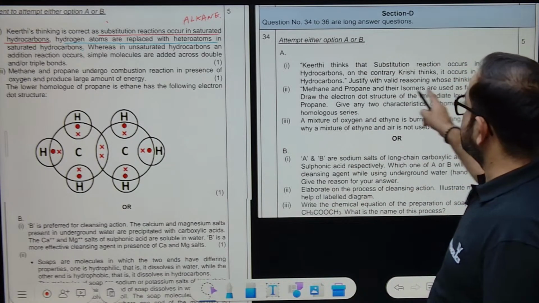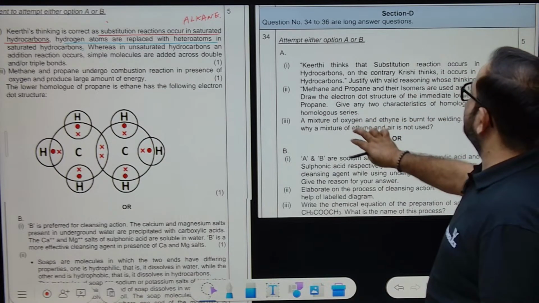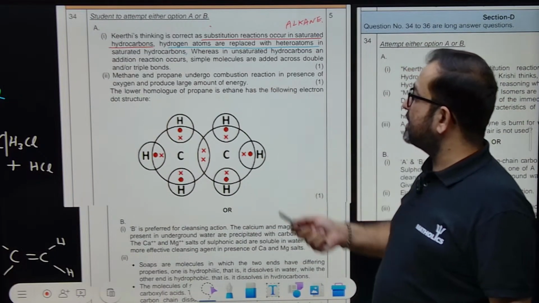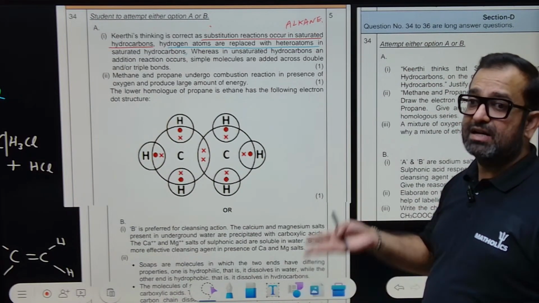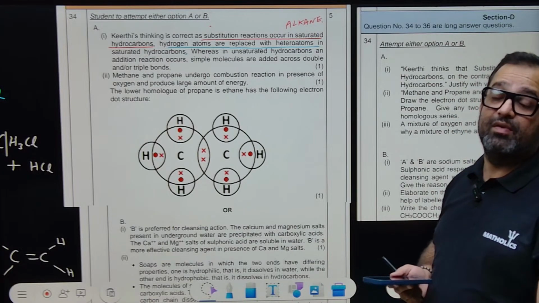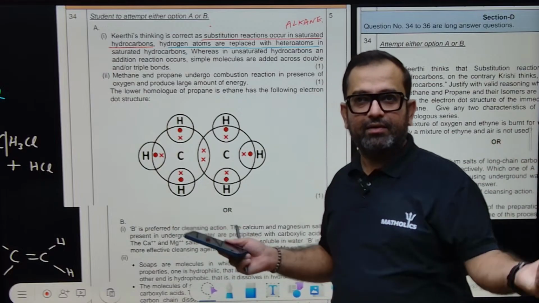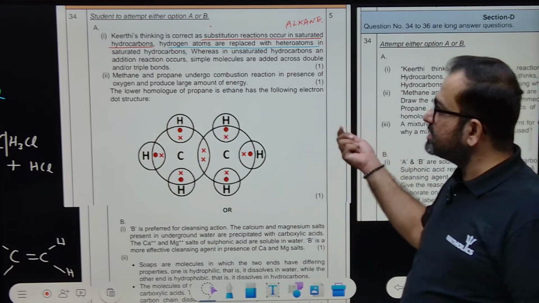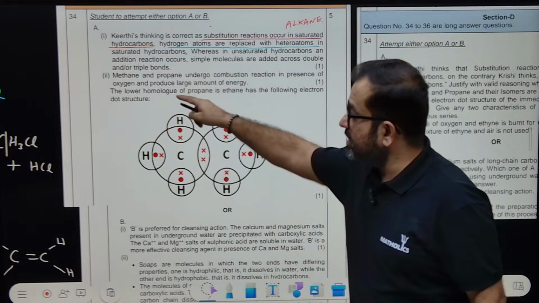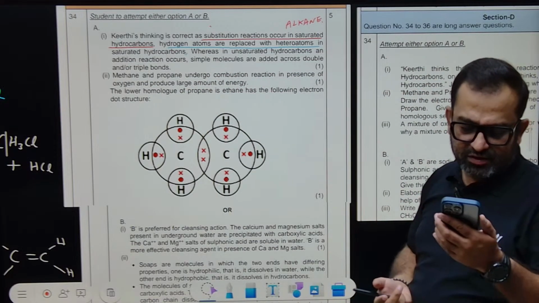See, first part is what? Methane and propane and their isomers are used as fuels. Comment. Because they undergo combustion reaction in presence of oxygen and produce large amount of energy. Why will anything be used for fuels? Because they give more amount of heat on combustion. Yes or no? More amount of energy, that's it. That means energy is heat only. Fuels are used for producing heat.